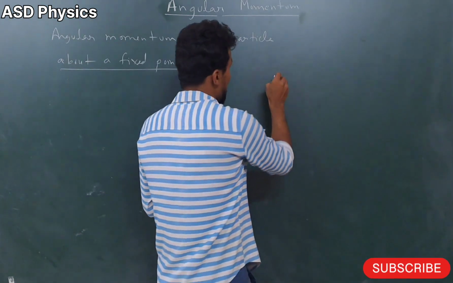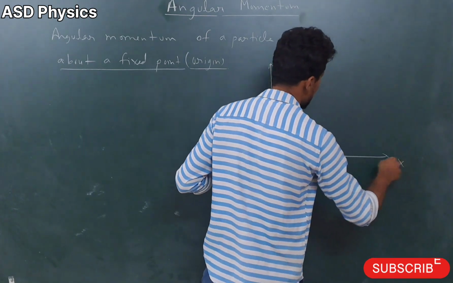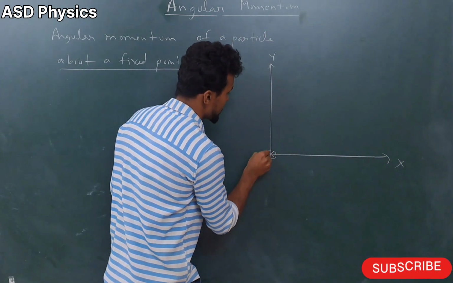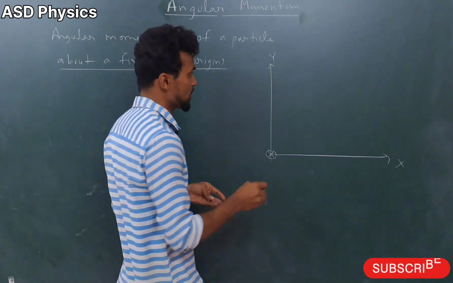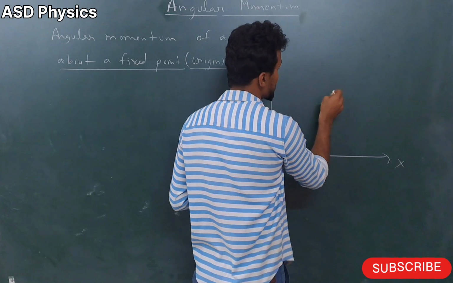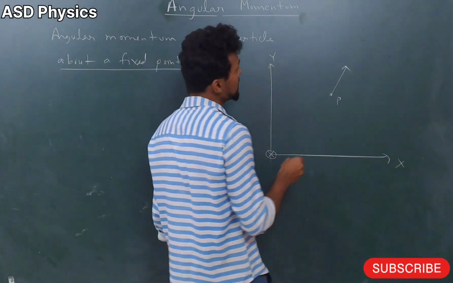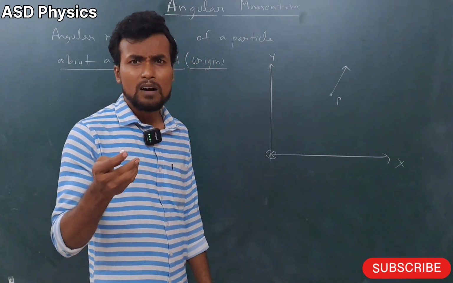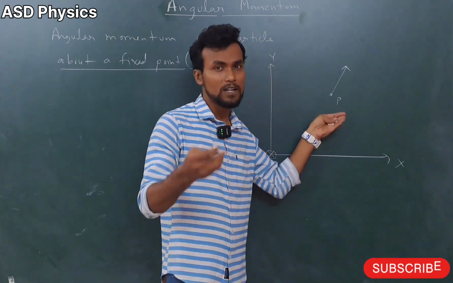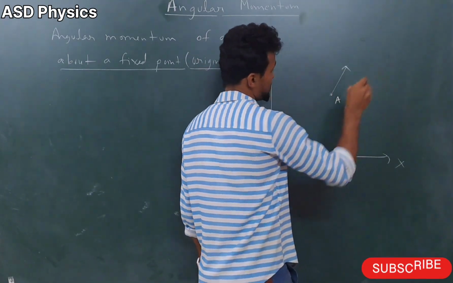Now I'll draw a diagram here. This is the x-axis, this is the y-axis, and this is the fixed point, which I have made at the origin. One particle is there at point P, moving with a velocity v. One thing we should be very careful about: because P we will use for linear momentum also, we will take some other point here. So my dear students, I have just taken point A, that is better.